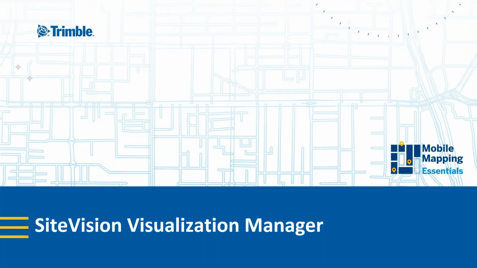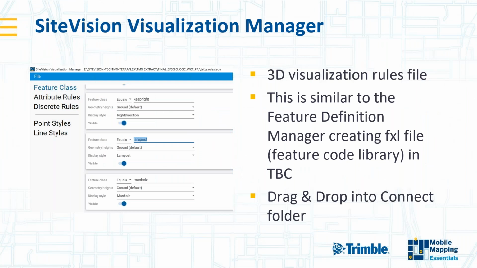Now, the last piece of the puzzle here is the SiteVision Visualization Manager, right? So basically, this allows us to create rule sets that the Trimble SiteVision will use to interpret the shapefile or the data in order to display the 3D object or the 3D model in the field. For those of you who are already using Trimble Business Center, TBC, think of it as the Feature Definition Manager for creating feature libraries. You create the line, you create the points, and you want that to be displayed in a particular manner in TBC. This is the same way.